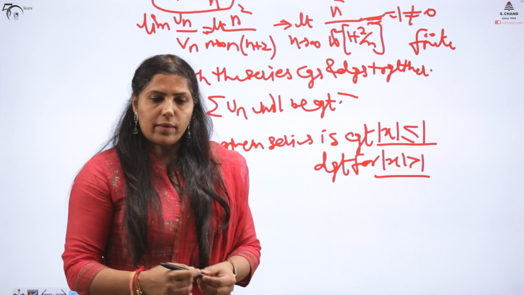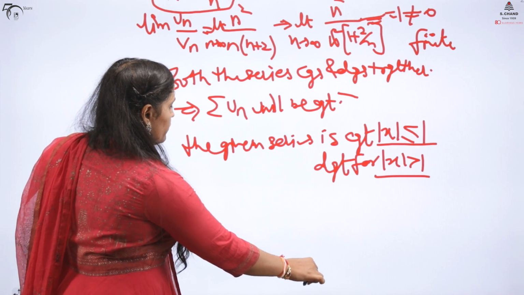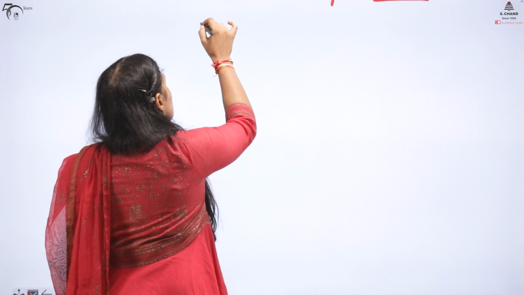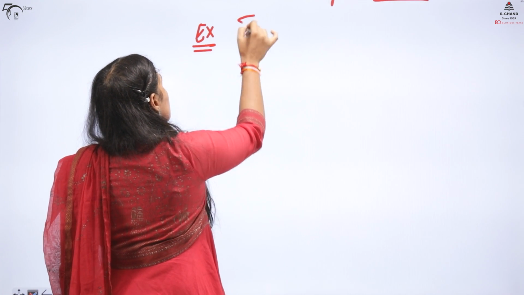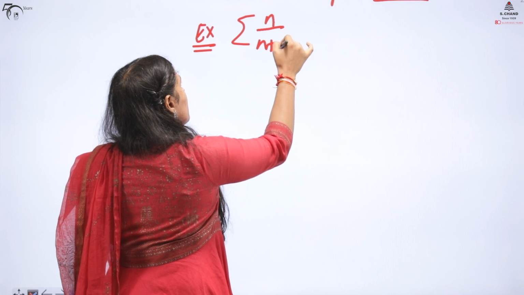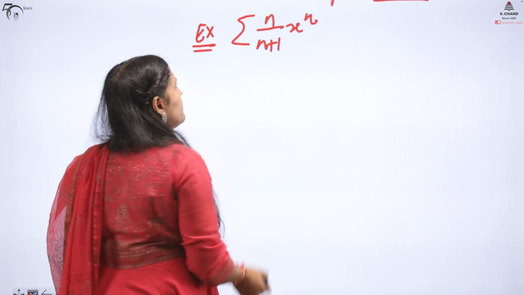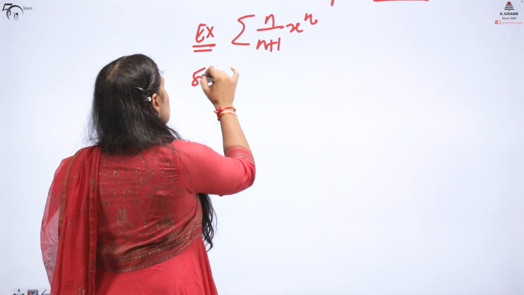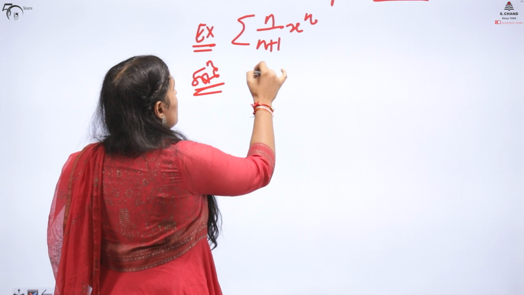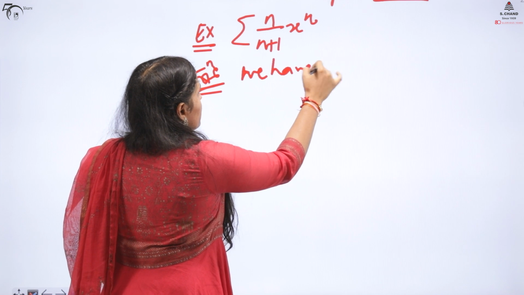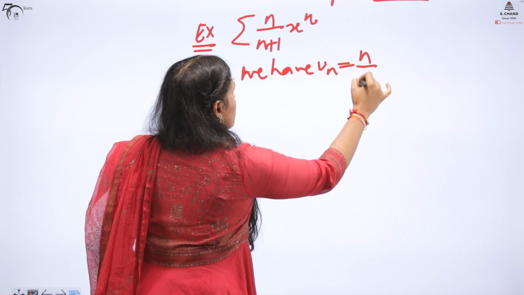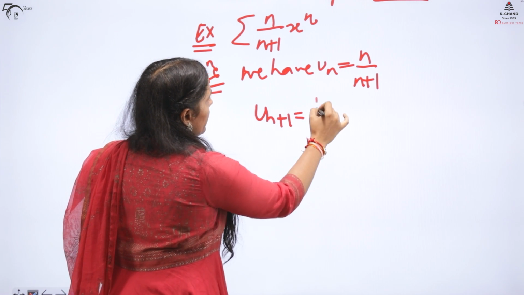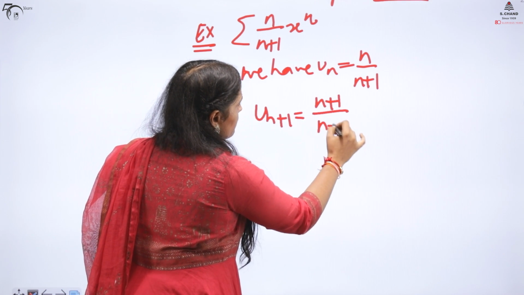So one more example based on power series radius of convergence concept, and the example is, so example, clearly this is a power series. Let's check the convergence. So for the solution we have, see the nth term, this is this. Now what will be un plus 1? It will be n plus 1 upon n plus 2.